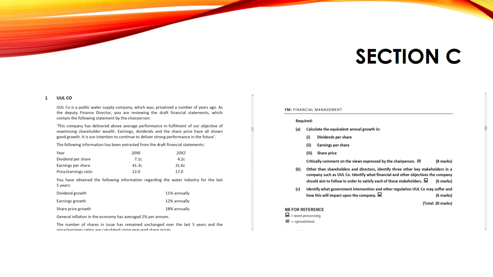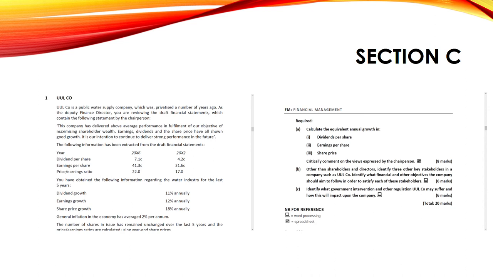Section C, again, is a case study. Sorry, identify what government intervention and all those things. So on the right-hand side, you can see a small image there, right? After Section A, Section B, Section C, what does the small image mean? Go there and look for reference.